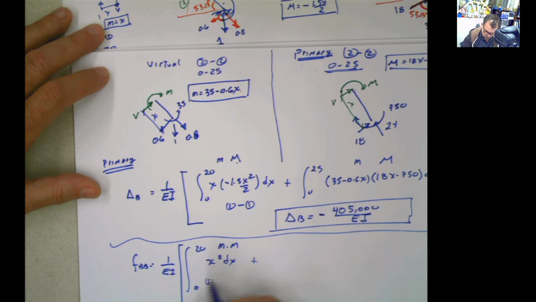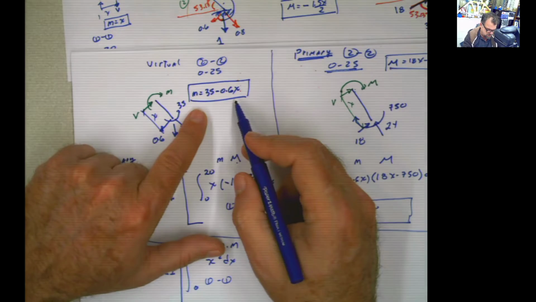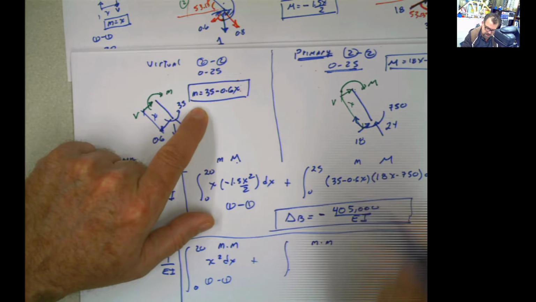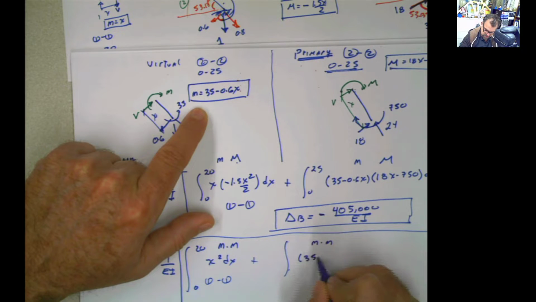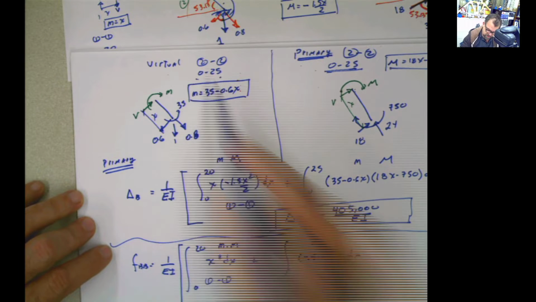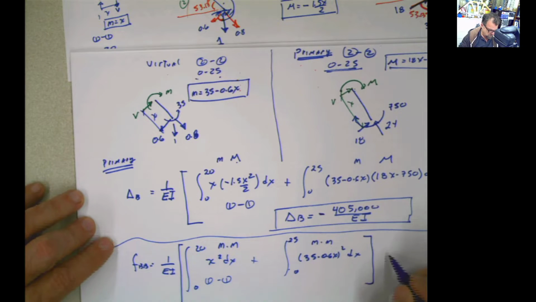Plus, this is for section 1. For section 2, now we are in the virtual structure, which is this one here. It's a small m times a small m, which is m squared, which is the same thing as saying this, dx from 0 to 25. And when you solve for this, then you get the fBB is 22,041.67 divided by EI.